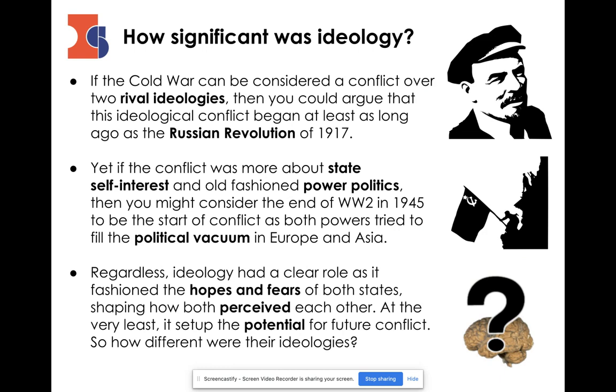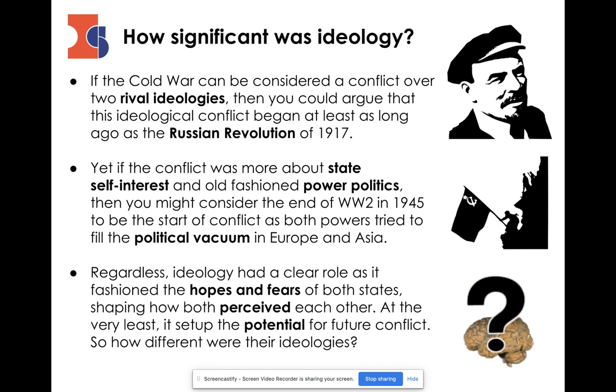So that was the Cold War. So what was the role of ideology in causing it? Well, if you think that it was a war about ideology, then you could say the beginning of the Cold War goes as far back as 1917. With the Russian Revolution and the Bolsheviks taking power in Russia, Russia became the world's first communist state, posing a threat to capitalist states.